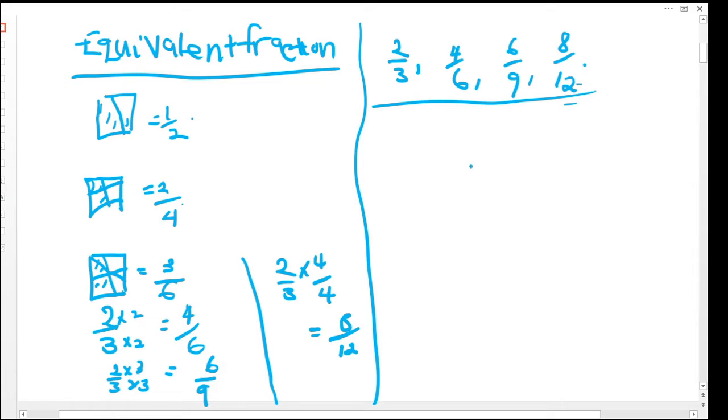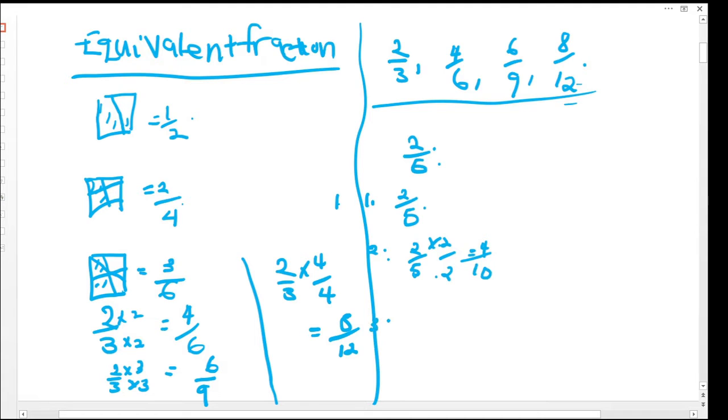Then again they can give us maybe 2/5 to get the first 4 equivalent fractions. So the first one is going to be 2 out of 5. Then the second one will be 2 out of 5 times 2 out of 2. So 2 times 2 is giving us 4, and 5 times 2 is giving us 10.